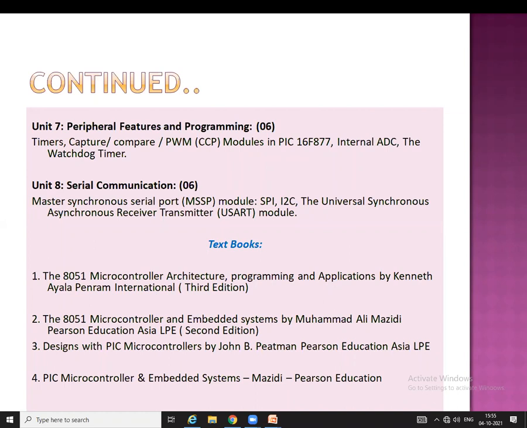Unit number 8 is again related to communication. By using this particular controller, how we can communicate: the master synchronous serial port, that is MSSP.